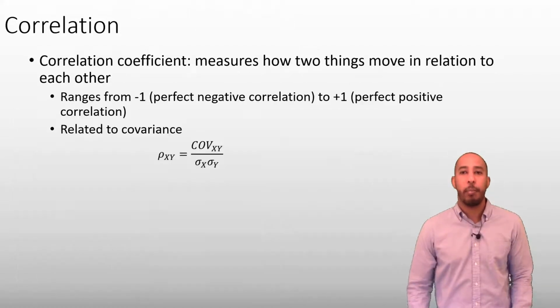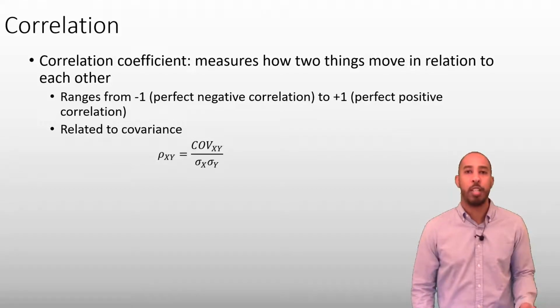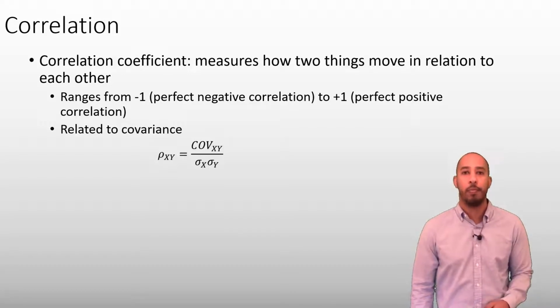Since correlation plays a part here, let's look into it a little bit closer. The correlation coefficient is a statistical measure that ranges from -1 on one end, which represents perfect negative correlation, to +1 on the other end, and that represents perfect positive correlation.